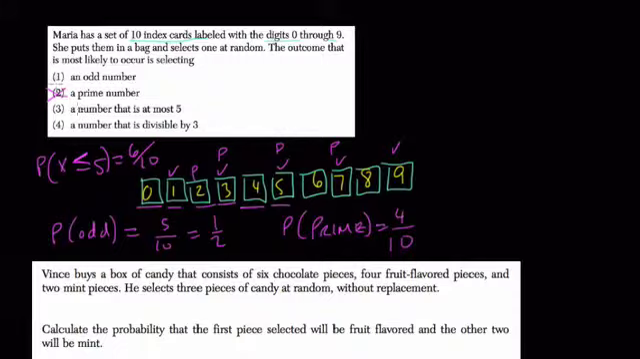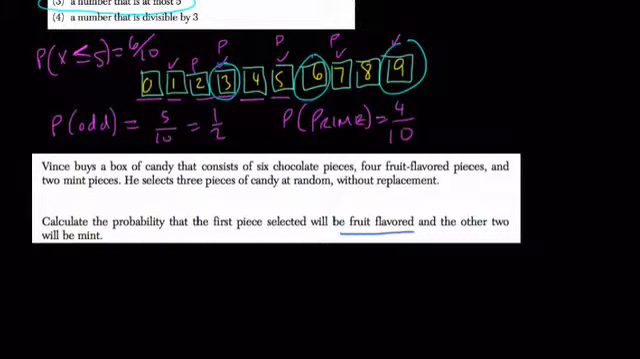So far that's the most likely, so 1's gone. A number that is divisible by 3. Well, 3 is divisible by 3, 6 is divisible by 3, and so is 9. That's 3 out of 10. The most likely is choice number 3.